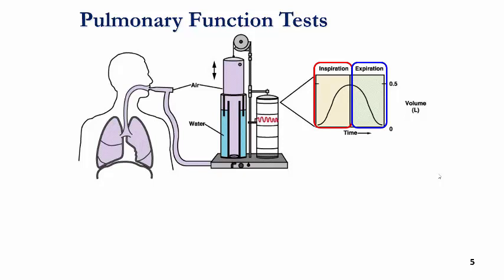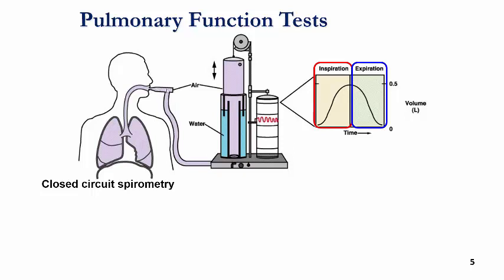In this lecture, we're going to take a closer look at some of the tests that are used to evaluate respiratory and ventilatory function. And what we're looking at here on this diagram is a test that is considered to be closed circuit spirometry. A person is breathing into this hose, and this hose allows the movement of air into and out of the lungs.